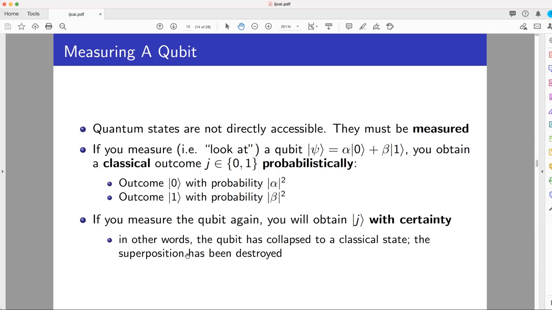So if you want to measure the qubit again, you often get the same result with certainty. In other words, the qubit has collapsed to a classical state. The superposition has to be destroyed. So after measurement, there's no superposition, and this quantum superposition property no longer exists. So this measurement can destroy this property.